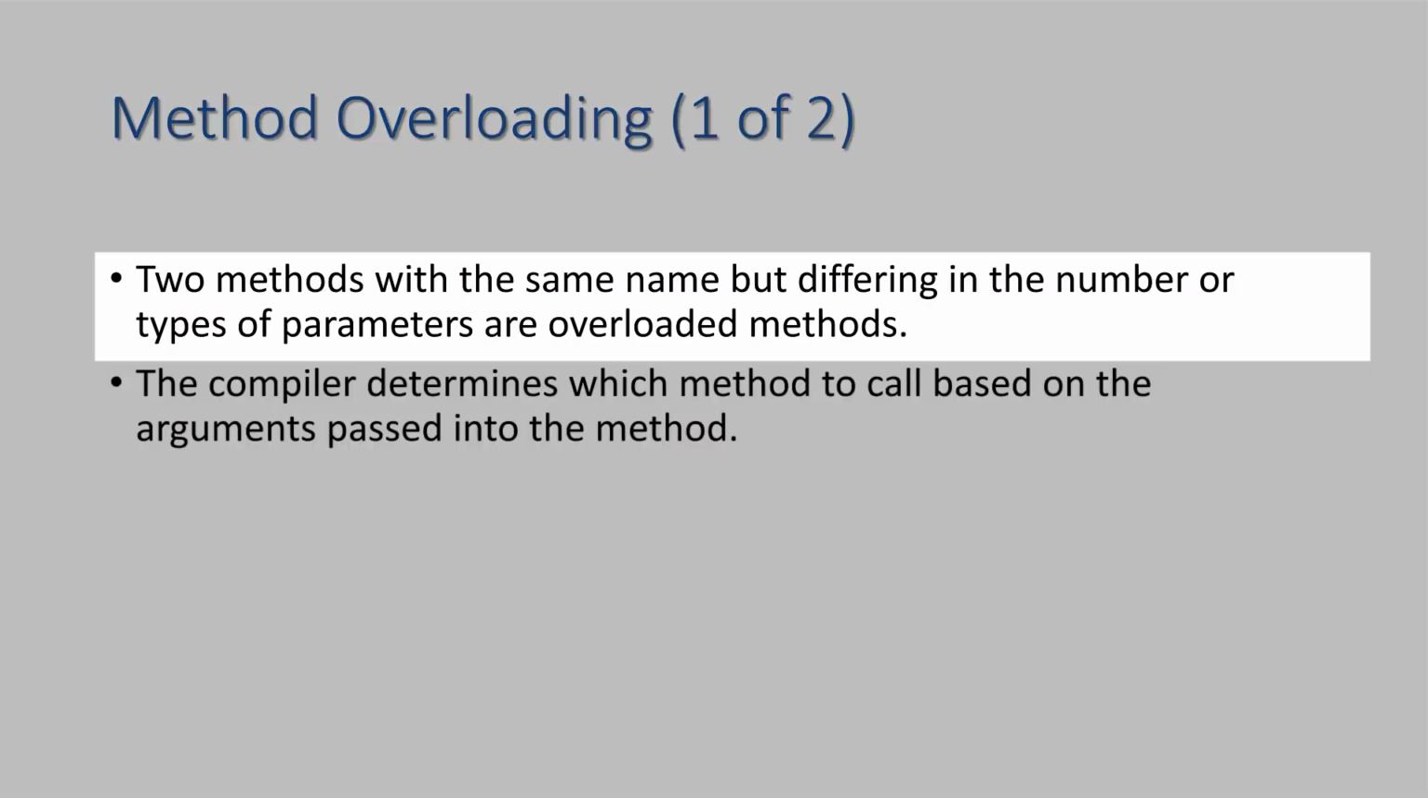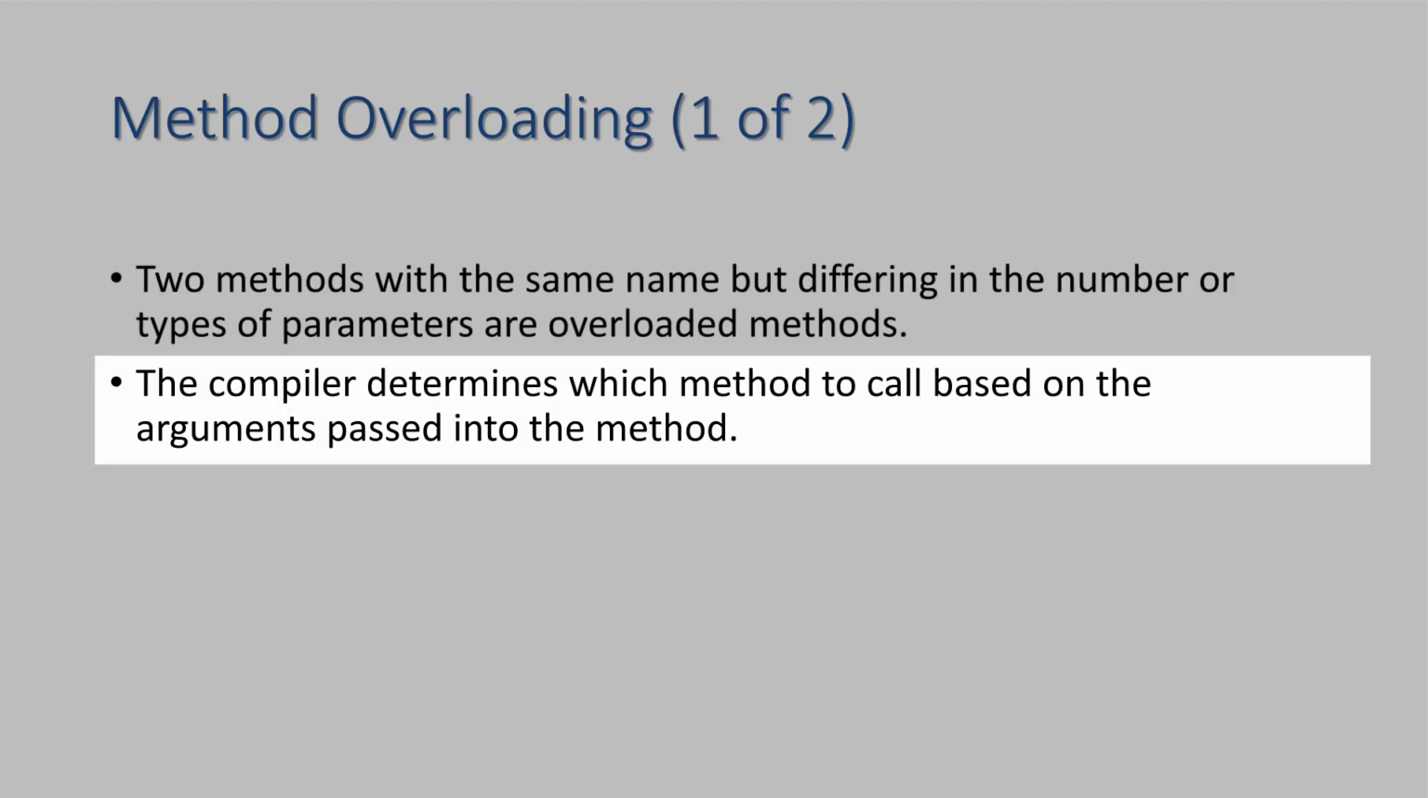Methods can have the same name, but must differ in the number or types of parameters. These methods are known as overloaded methods. The compiler determines which method to call based on the arguments being passed into the method.